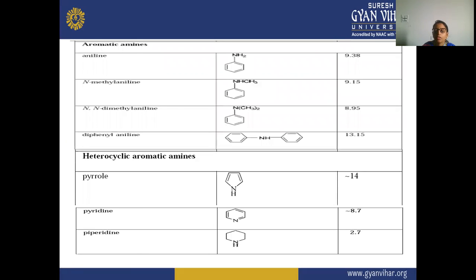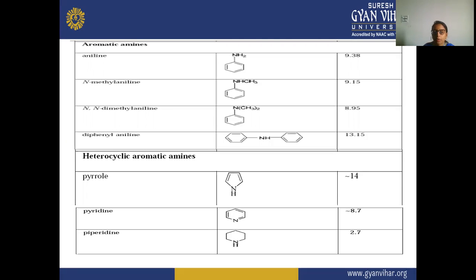Now in the case of aromatic amines, aniline has a pKb value of 9.38. N-methylaniline, with NHCH3, has 9.15. N,N-dimethylaniline has 8.95. And diphenylamine, in which two phenyl groups are attached to the amine nitrogen, is a secondary amine with a pKb value of 13.15.